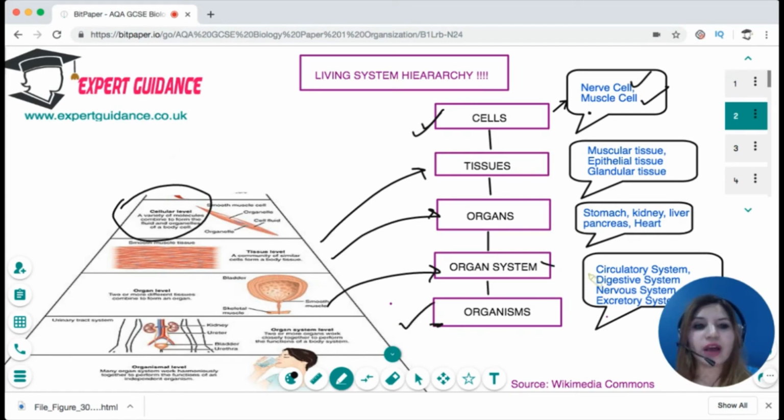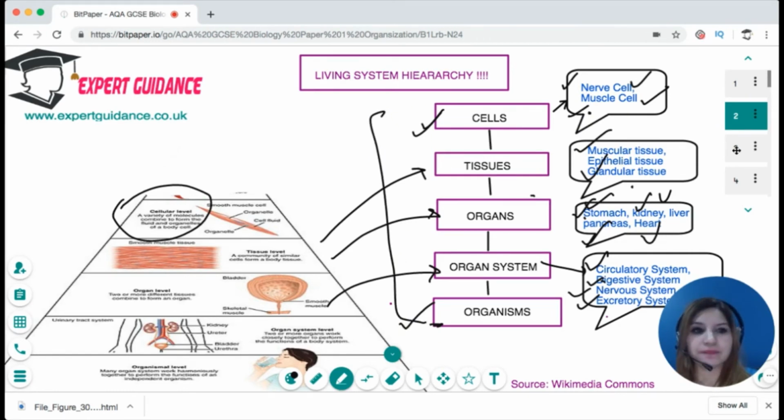Now, what are the different organ systems? Like the circulatory system, digestive system, nervous system, excretory system, they make up the different organ systems of animals. And if we talk about just the digestive system, the different organs in that will be stomach, kidney, liver, pancreas, heart. These are the different organs. And then the organs are further made up of smaller tissues like muscular tissue, epithelial tissue, glandular tissue, and the tissues are made up of collections of cells. So you should know this hierarchy and examples of them.